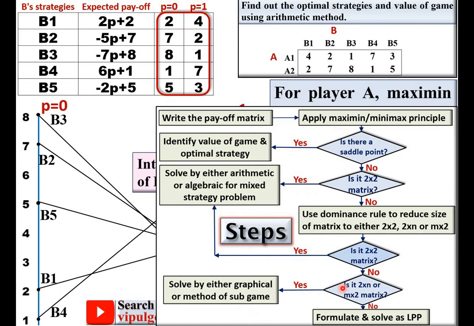Now once again, revise the steps. Here I can solve the problem by either the arithmetic method or the algebraic method. So here it is actually a combination of 2 methods. First we applied the graphical method, and with the help of that we reduced the size of the matrix from 2 by n or m by 2 to 2 by 2. Then I can apply the arithmetic method or the algebraic method. But here in our description it is written that you have to apply the arithmetic method. So I am going to apply the arithmetic method now.